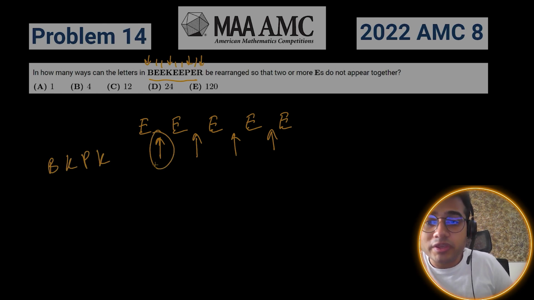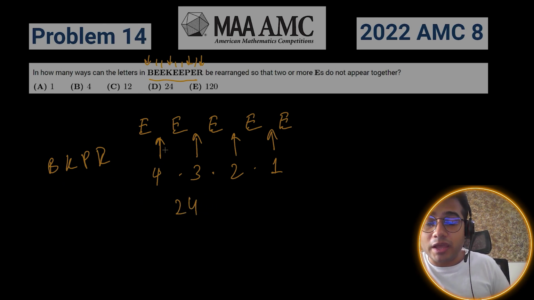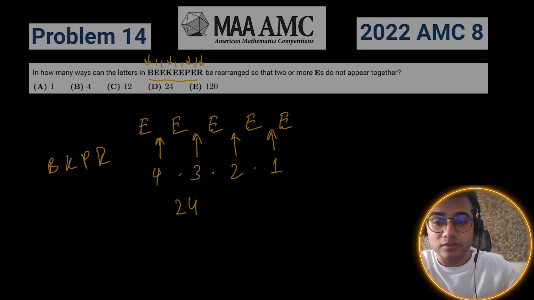So for the first one, how many choices do we have? We have four choices. Once that is chosen, we have three letters left, so three choices for the second one, two choices for the third one, and only one choice for the last one. Since they're all independent, we can multiply them out. So we have a total of 4 times 3 times 2 times 1, that's 24 ways to put the letters in between the e's. And since that's the only possible way to separate the e's, there are no other possibilities. The answer is going to be 24.